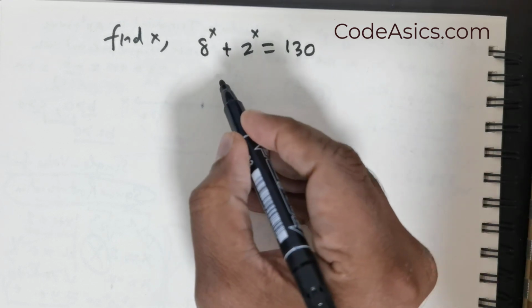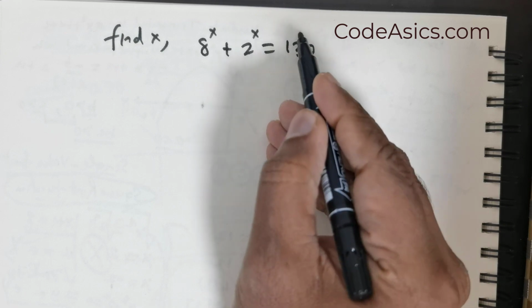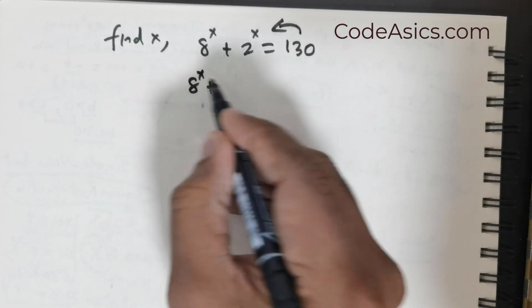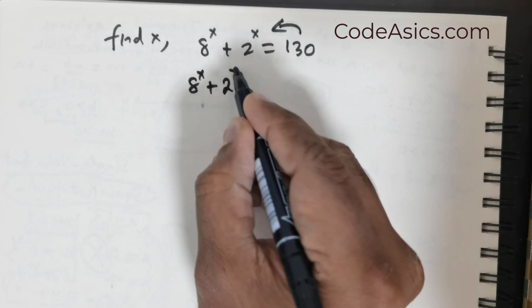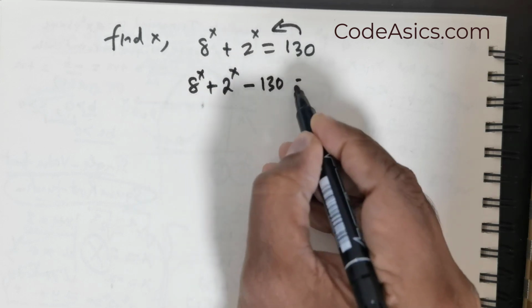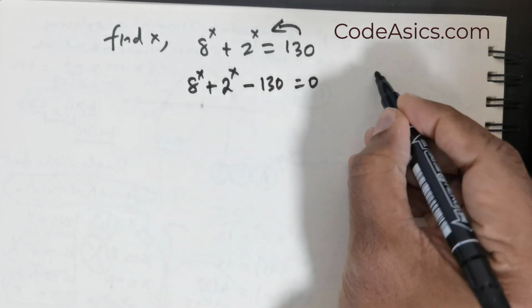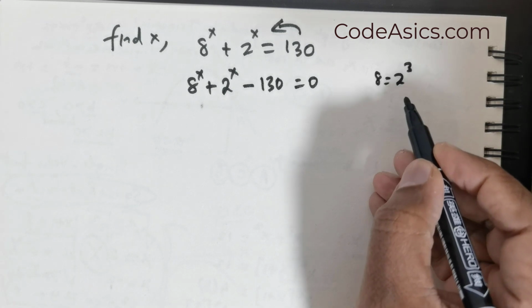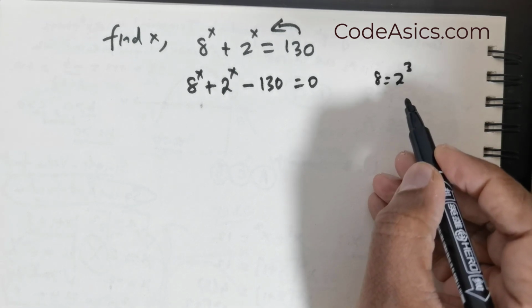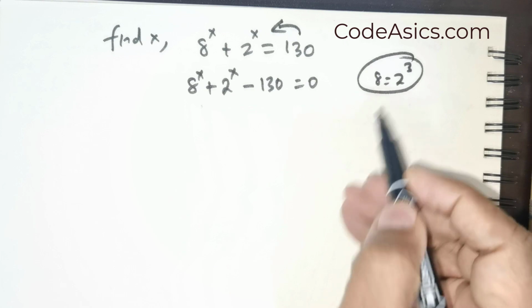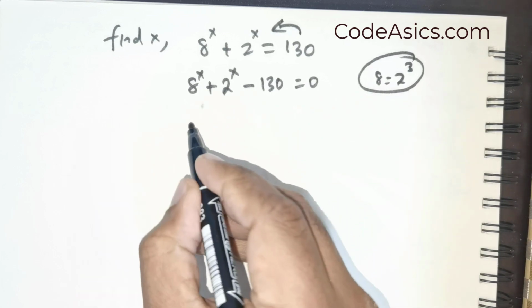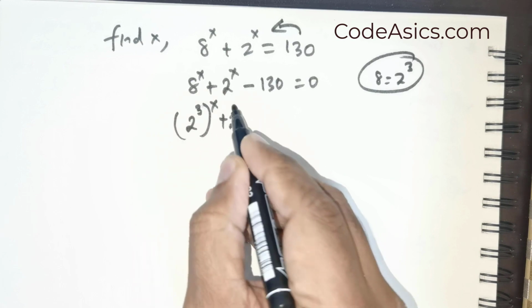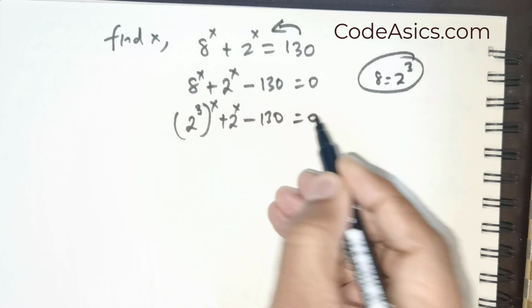Having mentioned this, I would like to bring this 130 to the left hand side. So I can now rewrite 8 raised to the power of x positive 2 raised to the power of x negative 130 is equal to 0. Now we know that 8 can be rewritten as 2 raised to the power of 3, and we can rewrite the entire expression using this representation for 8. So this is going to be 2 raised to the power of 3, raised to the power of x, positive 2 raised to the power of x, negative 130 is equal to 0.